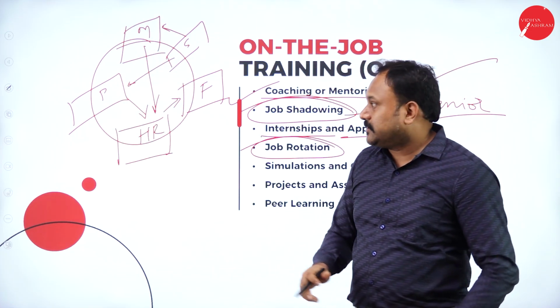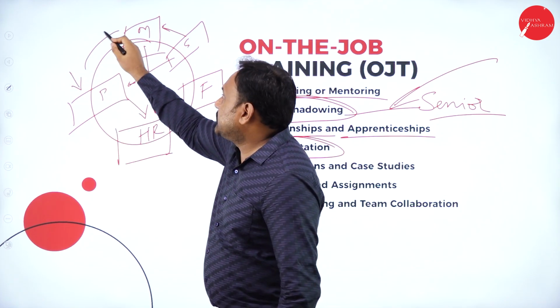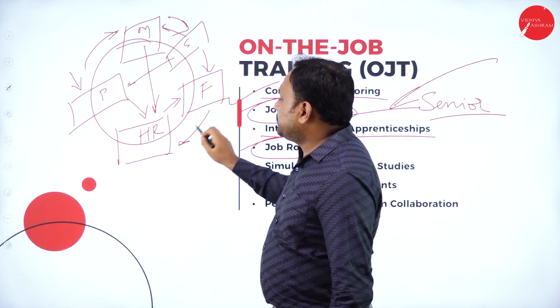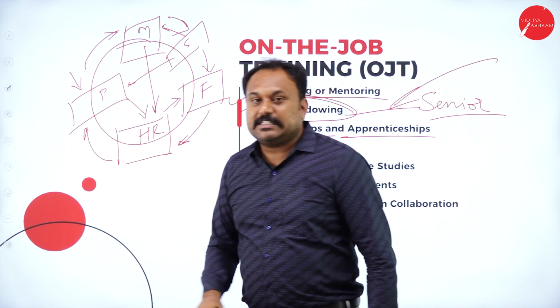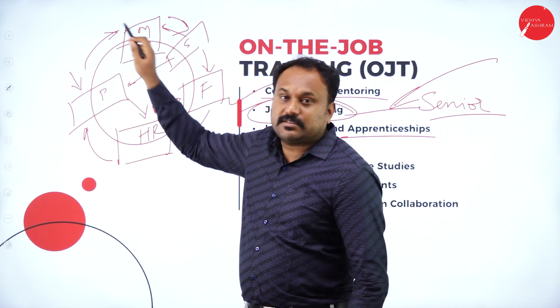So what is this job rotation? 6 months, the person will be in production. Next 6 months, marketing. Next 6 months, sales. Next 6 months, finance. Next 6 months, HR. Next, he'll go over the 6 months, production. So this is what a job rotation is.